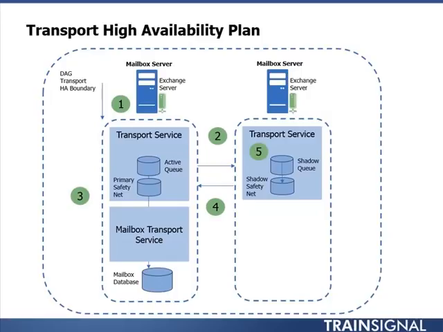Just to go through it again, when the mail message comes in, the transport service opens up an SMTP session, lets it know, hey, we have to have a shadow copy of this message made on this other mailbox server. At the same time, the message goes through to the mailbox transport service, to the mailbox database, and then once it's safe there, the primary safety net has a copy of it, and the discard message is given over to the transport service on the secondary mailbox server, and when that occurs, then a copy of the message is put into the shadow safety net for the same period of time. And again, all of this is built right into Exchange 2013.